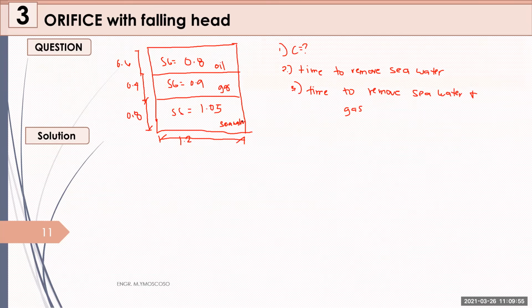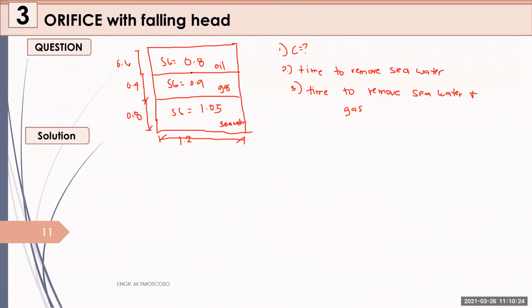Okay? So according to the principle of our hydraulics, hindi natin pwedeng isolve or hindi natin pwedeng ma-compute yung values natin inside our tank if meron tayong different fluids inside. So ano yung kailangan natin gawin? I-consider natin lahat ng fluids inside as one. Ibig sabihin, pwede natin i-consider na lahat na nandito na fluids sa loob is seawater or pwede na magiging gas lahat or pwede magiging oil lahat.